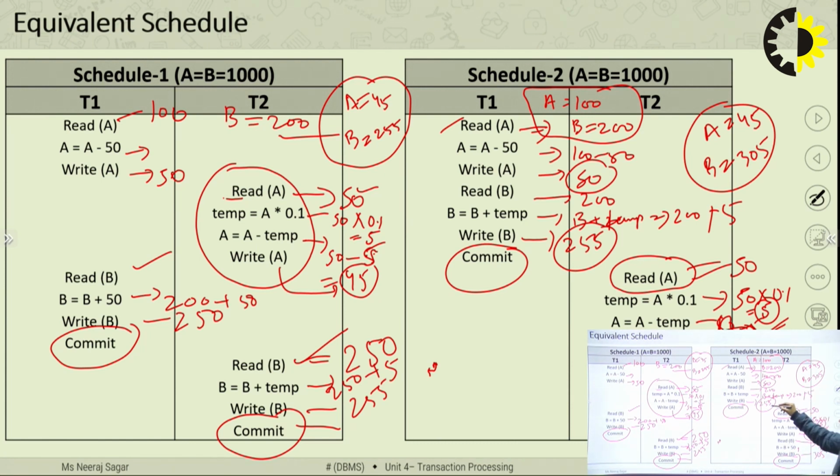Here the value of A is 205, then 50, then 255. We get the value of B here also as 255. The result of these two schedules, schedule 1 and schedule 2, is the same. That's why these are called equivalent schedules. It means two schedules are called equivalent if we can get the same result after performing the operations.